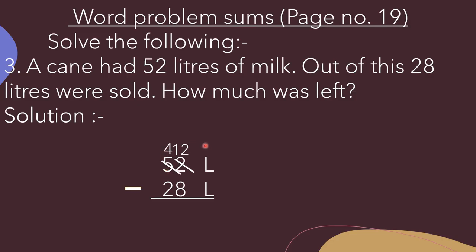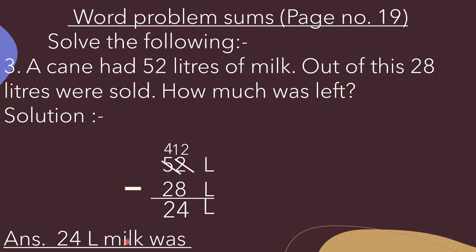Now keep 12 in your mind and 8 on your fingers. Now we have to speak backward counting because we are subtracting the numbers. So let's start. 11, 10, 9, 8, 7, 6, 5, 4. So here we will write 4. Now 4 minus 2 is equal to 2. So now we have to write the unit, and that is liters. Okay, so what is the answer? That is 24-liter milk was left.